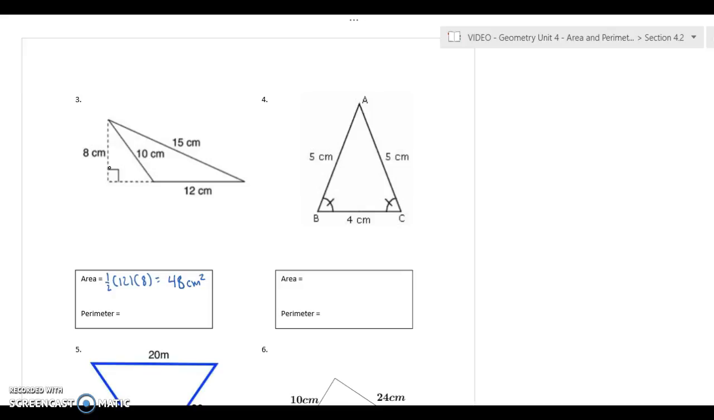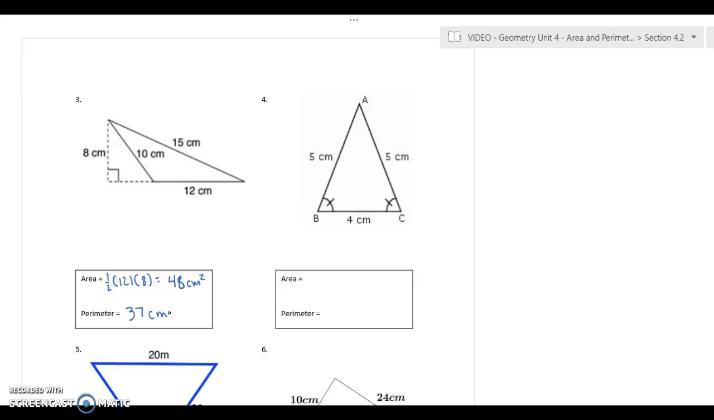Then the perimeter is the three sides here added up. So again, I don't even need to know what that is. It's 6, by the way, but I don't even need to know it. So I just need these three added up. So I'm going to take 10 and 12 is 22, plus 15 gives me 37 centimeters.